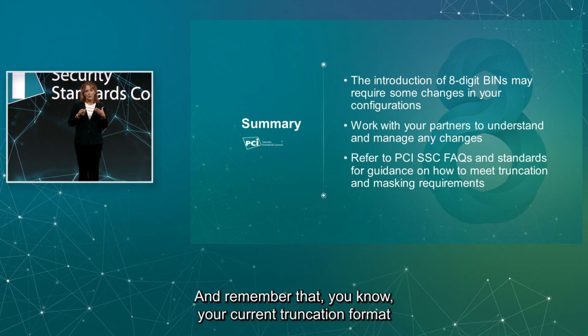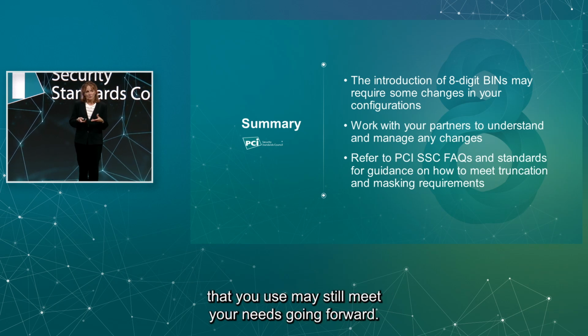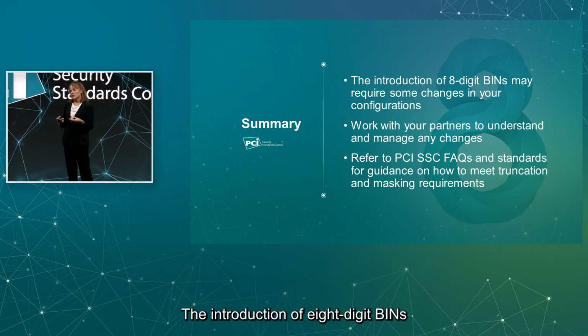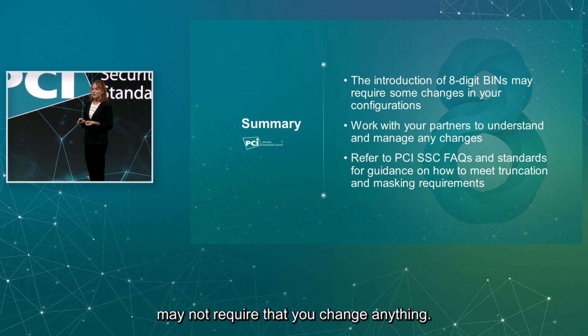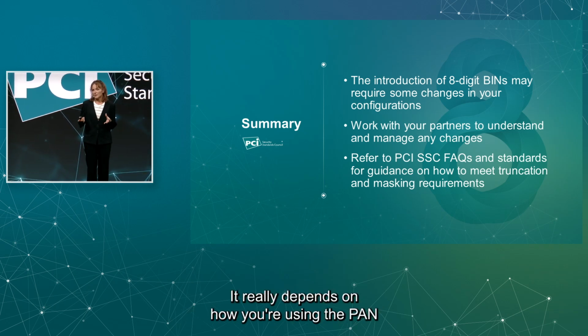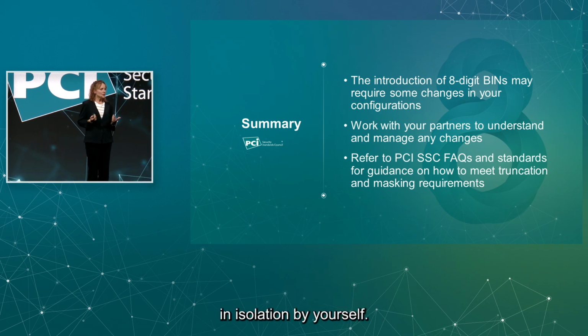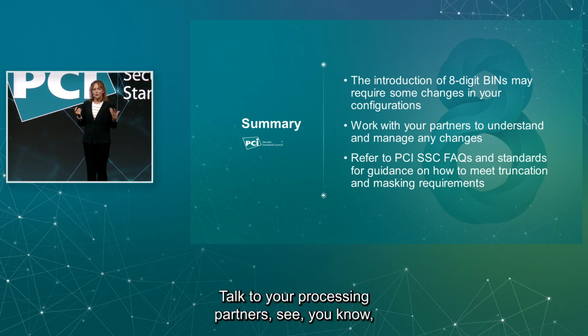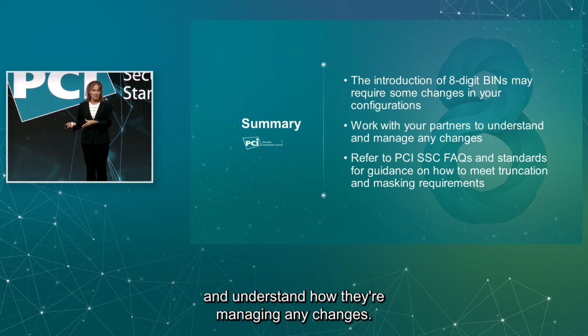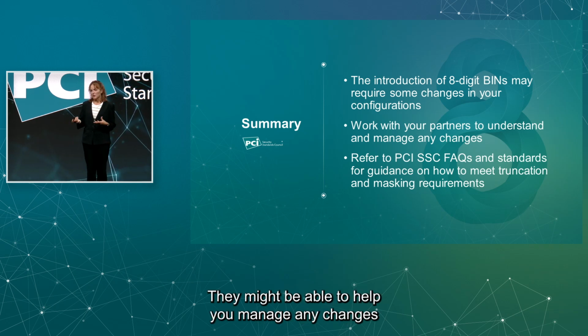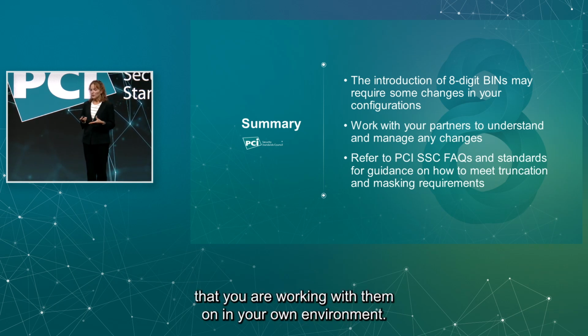And remember that your current truncation format may still meet your needs going forward. The introduction of 8-digit bins may not require that you change anything. It really depends on how you're using the PAN and what you need to see, what you need to retain. And again, this isn't something that you do in isolation by yourself. Talk to your processing partners, and understand how they're managing any changes. They might be able to help you manage any changes that you're working on in your own environment.